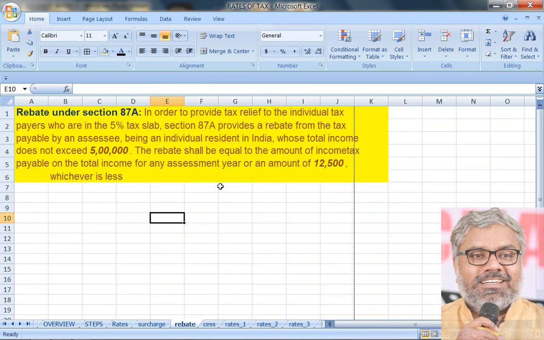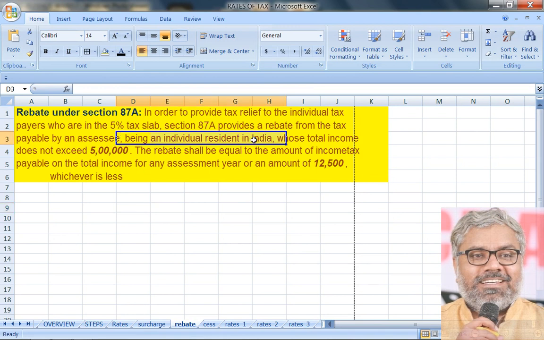Then we also discussed a very important provision in relation to rebate under section 87A, which is applicable in a special case of a resident individual only, that too one who has an income not exceeding 5 lakh rupees. The maximum amount of rebate will be 12,500 rupees. If the actual tax payable by the SSE is less than 12,500, that amount itself will be given as rebate. So the point to be noted, practically, if there is rebate available to an SSE under section 87A, tax liability will always be nil. Naturally.